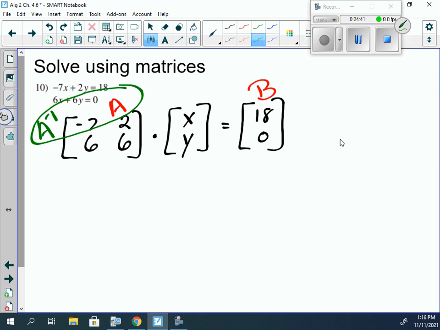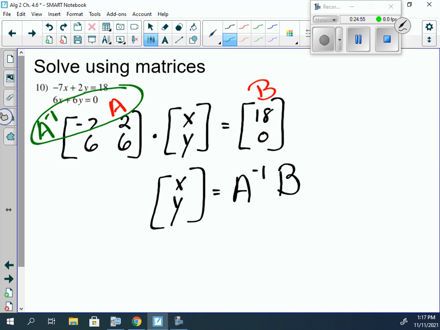Because if we multiply both sides by A inverse, we'll get the matrix xy by itself. Now over here, we're going to multiply on the left for A inverse times matrix B. But at this point, do we know what A inverse actually is? Well, no, not yet. Any questions on this here before we plug this in? Because we could do this in the calculator.